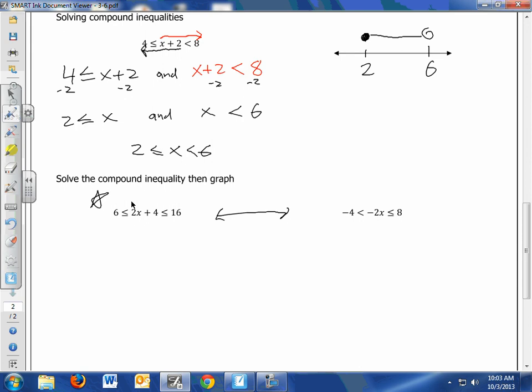12 divided by 2, 6. 2 divided by 2, 1. Check your answers with a neighbor when you are done.